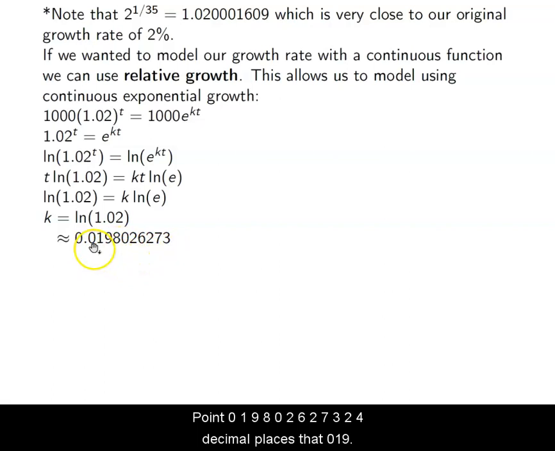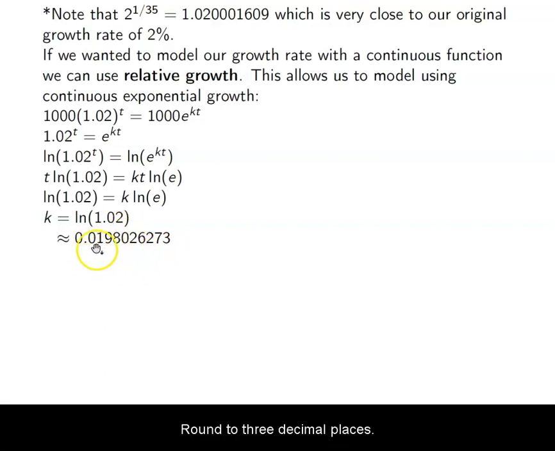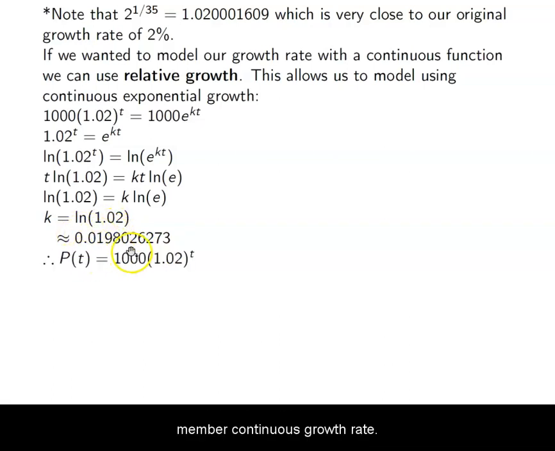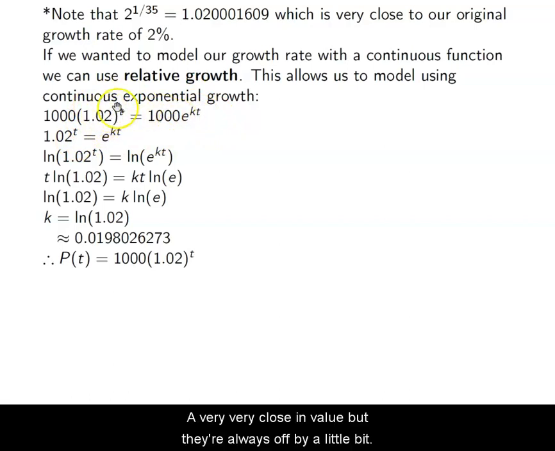0.0198026273. So to 4 decimal places, that's 0.0198, right? If I went to 3 decimal places, that would round to 2%, but we need to be more accurate than that because remember, continuous growth rate and a single growth rate are very, very close in value, but they're always off by a little bit.